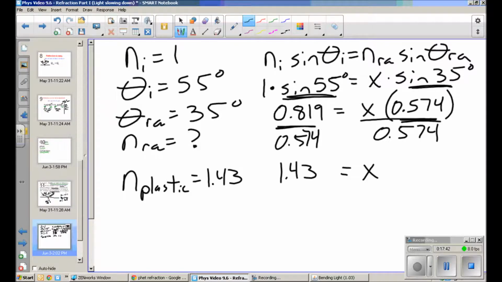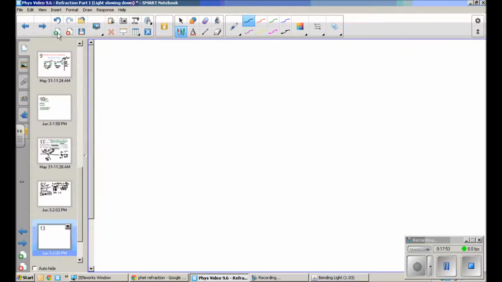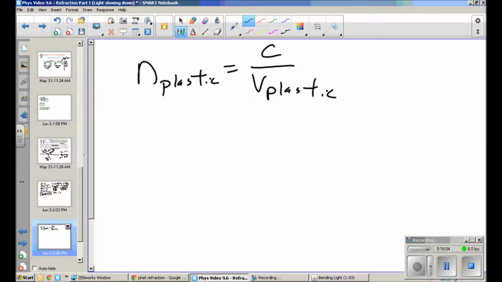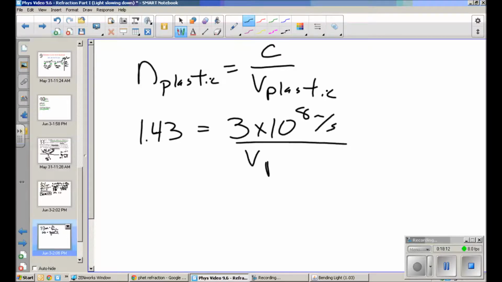All right. Now, what I didn't put in the question that I should probably point out, because it's something that you'll have to do from time to time, is this. Now that I know N for plastic, I can actually find the speed of light in plastic. So remember, this equation is important because it allows us to convert between N and V. So the idea is right now I know N for plastic is 1.43. So that's got to equal the speed of light in a vacuum divided by the velocity of light in plastic.